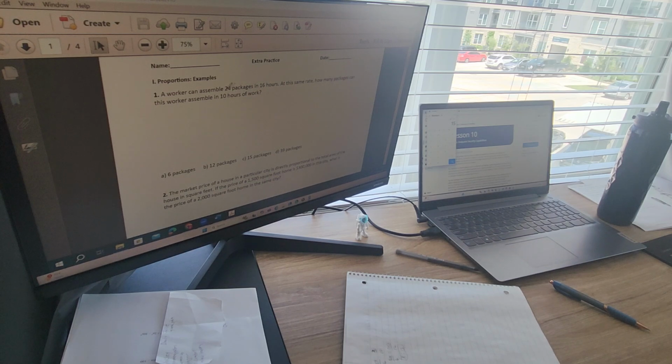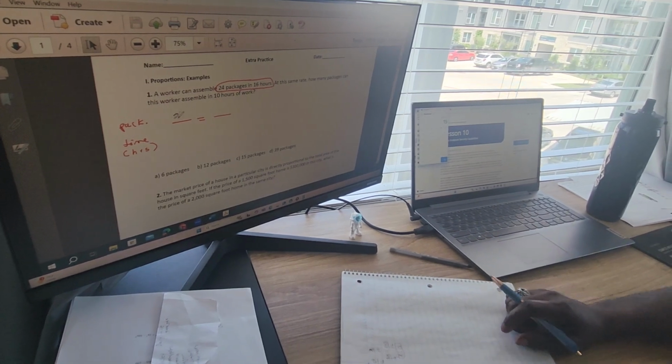Here it says a worker can assemble 24 packages in 16 hours. As soon as they make any kind of comparison, any kind of rate, think proportion. And proportion is a fraction equals a fraction. So we're talking about packages, and we're talking about time in hours. We're going to make sure that the units are the same. Just because they're both time doesn't mean they're the same. I can have minutes and I can have hours, and I have to make sure that I convert one to the other if I want to use that.